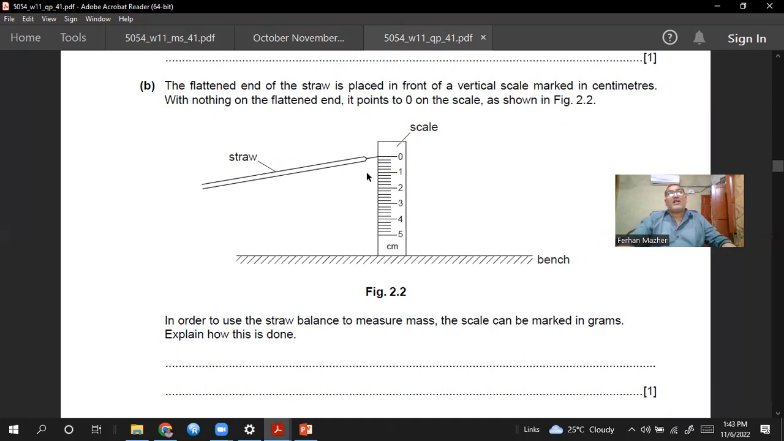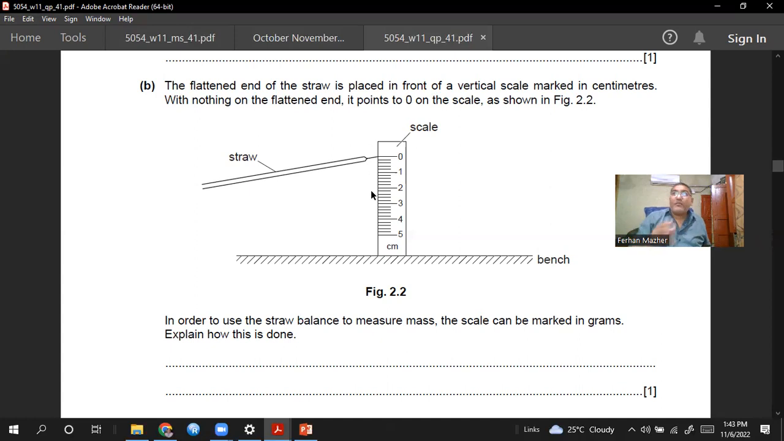This straw will go down, and wherever it stops on the scale, put a mark and write 1 gram. Then take that off and put a mass of 2 grams on this flat end, and it will obviously go down. So wherever it stops on the scale, put a mark and write there 2 grams.